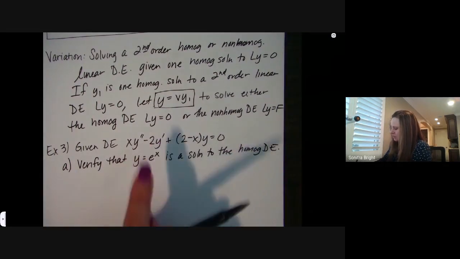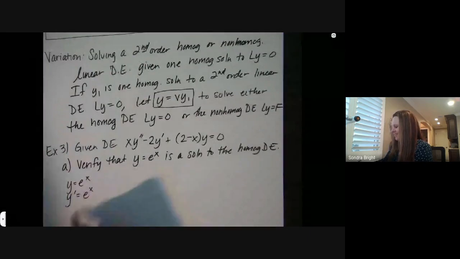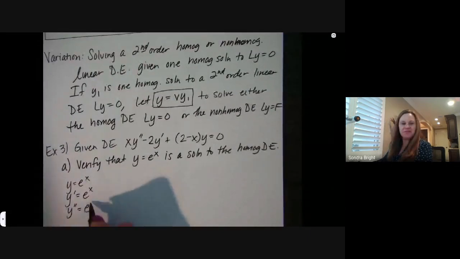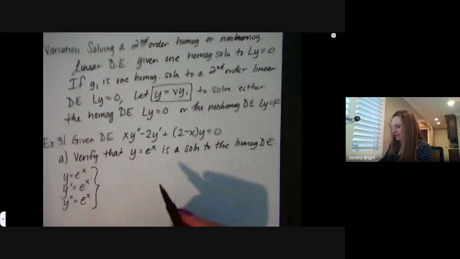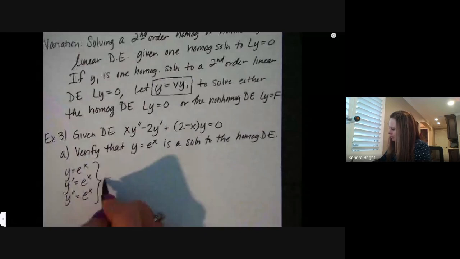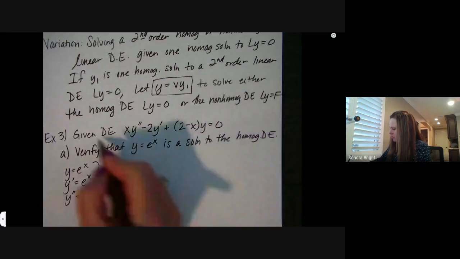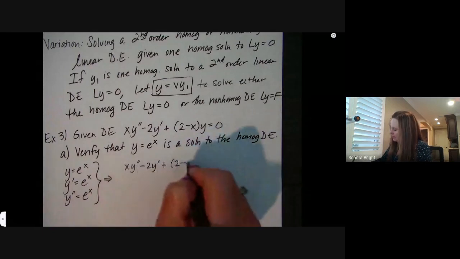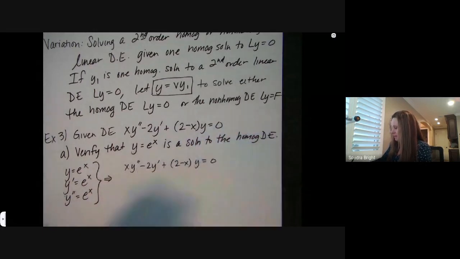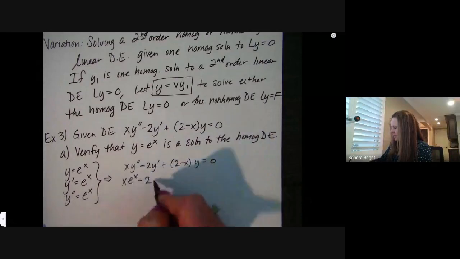So if y is equal to e to the x, y prime is e to the x, and y double prime is, gotta love e to the x, my favorite function to differentiate. I'm sure it's yours as well. Okay, so plugging it into this equation, x y double prime minus 2y prime plus 2 minus x times y equals 0, I would have x times e to the x minus 2 times e to the x plus 2 minus x times e to the x.